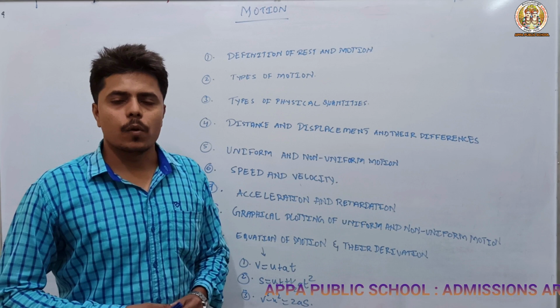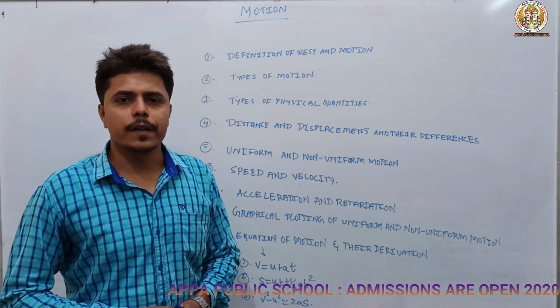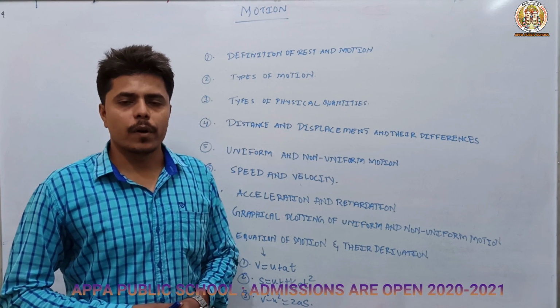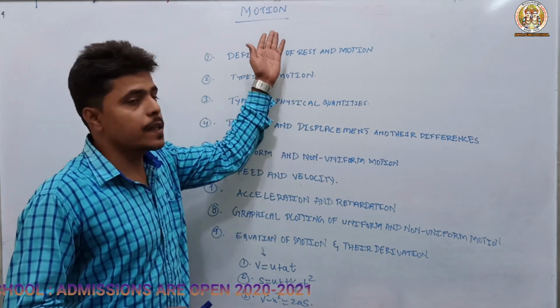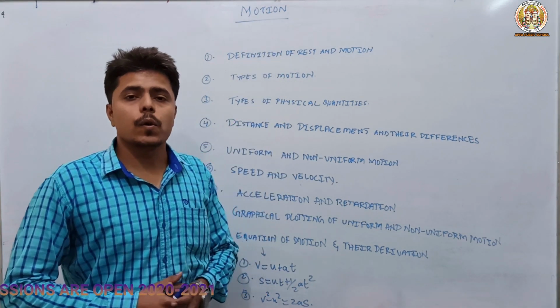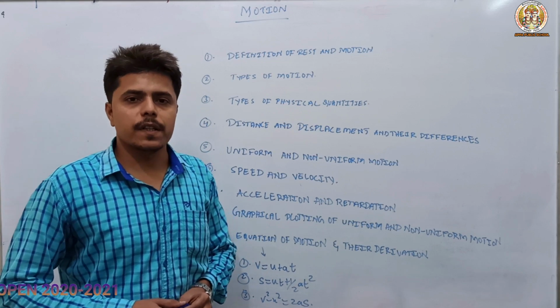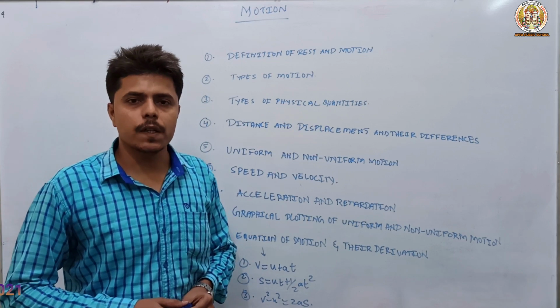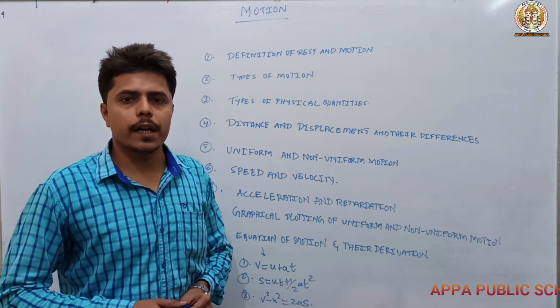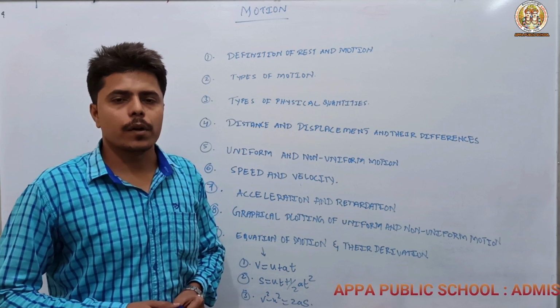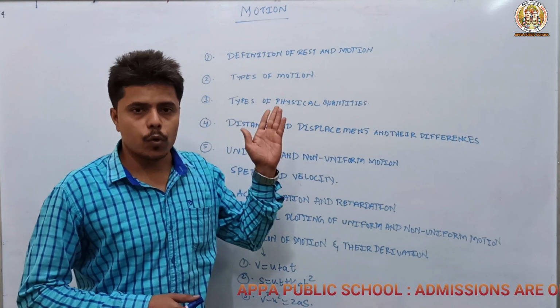Everyone, my name is Ashish Deshmani. I am taking physics for 9th standard, and we already know that the first chapter name is motion. There are 5 chapters in 9th standard. The first chapter is motion, second force and laws of motion, third gravitation, fourth work and energy, fifth sound. So the first chapter is motion.